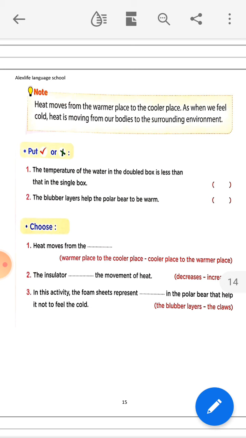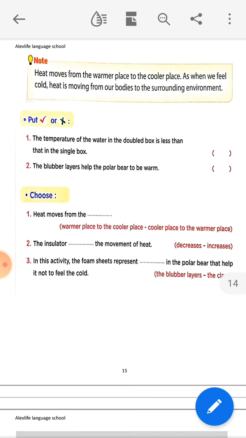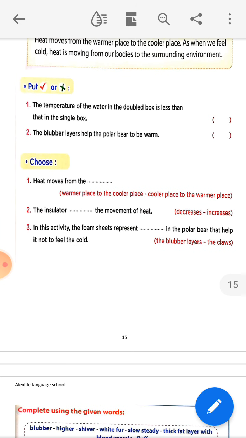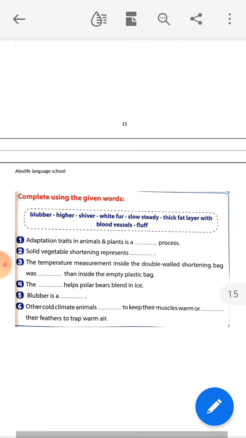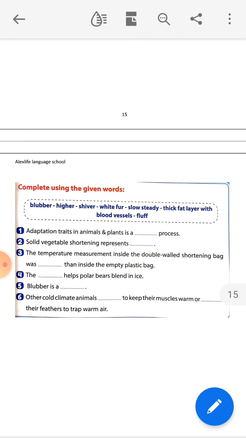Okay, does the blubber layer help the polar bear to be warm? Yes. Heat moves from the warmer place to the cooler place. The insulator decreases or prevents the movement of heat. In this activity, what does the foam sheet represent in the polar bear that helps it not to feel cold? The blubber.